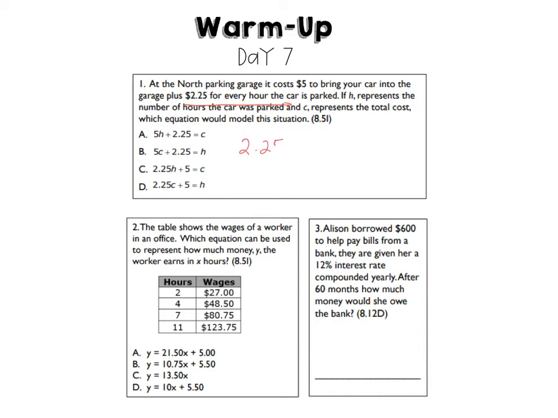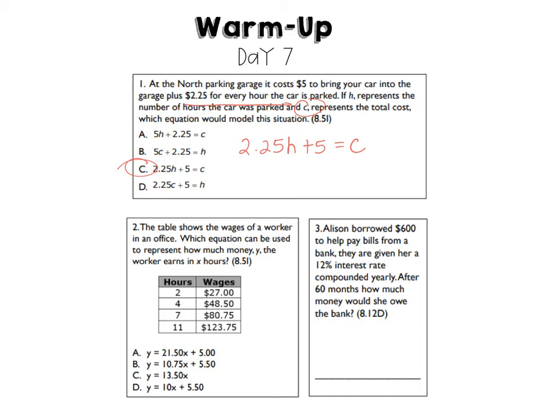So I'm going to write down 2.25. Since this is the part that repeats, then it's the part that gets my variable. And the 5 is the part that only happens once. And we are trying to find C, which is your total cost. So your answer should be 2.25H plus 5 is equal to C, which is answer choice C.